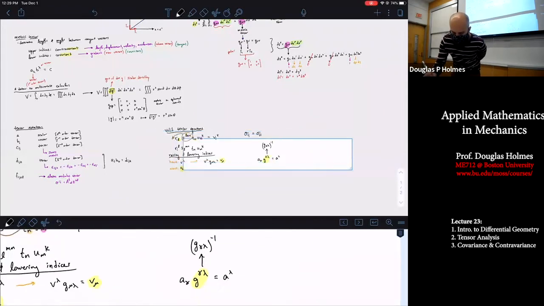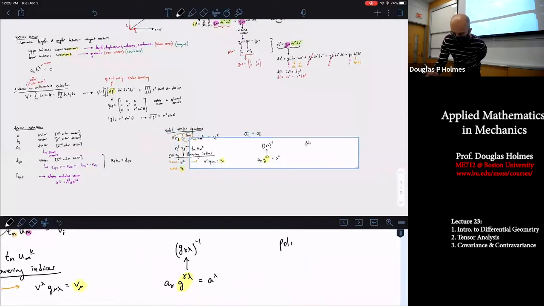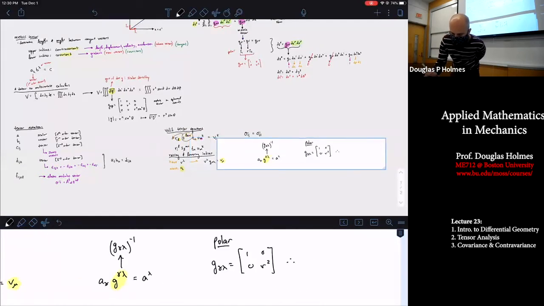Well, let's see here. We'll go back to polar. We know that g_{γλ} in polar coordinates is [1, 0; 0, r²]. Therefore, g^{γλ} is equal to [1, 0; 0, 1/r²].